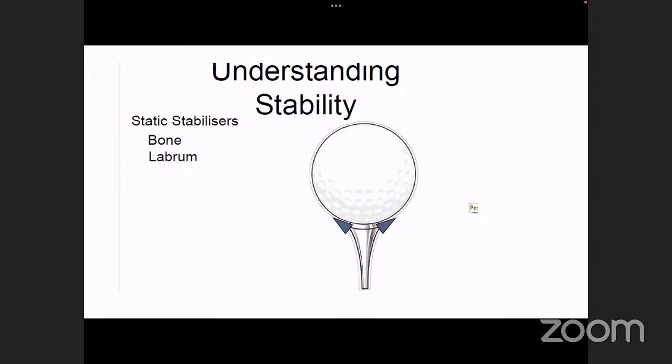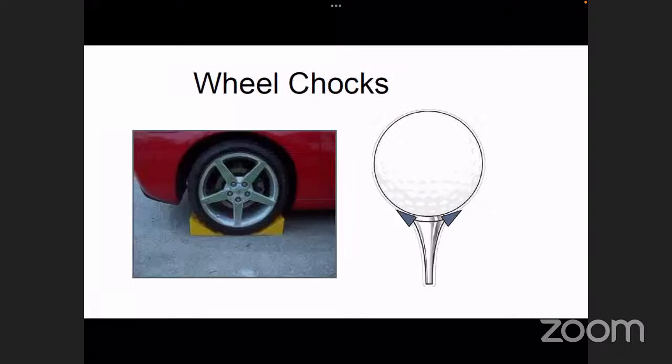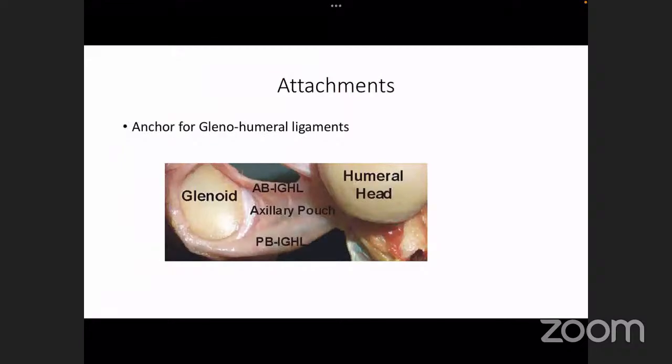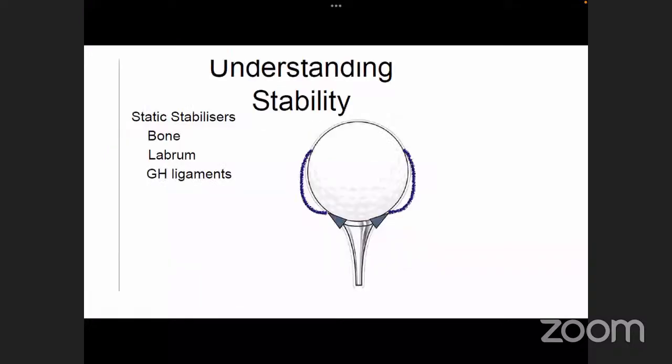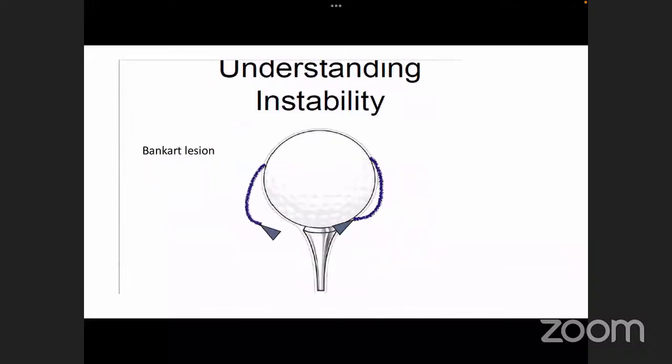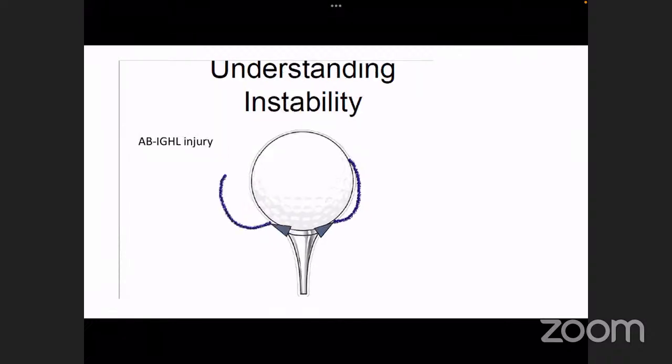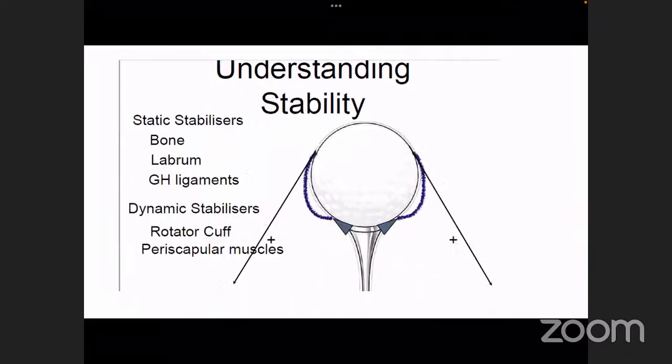So the other thing that we have to talk about is the labrum. The labrum, as I said, is one of the most important stabilizers of the humeral head and an anchor of the glenohumeral ligament, especially the anterior band of the inferior glenohumeral ligament. So this is an example of a Bankart lesion. You lose the anterior restraint of the humeral head and it will make the recurrence of the shoulder dislocation high. And this is an anterior band of the inferior glenohumeral ligament injury.